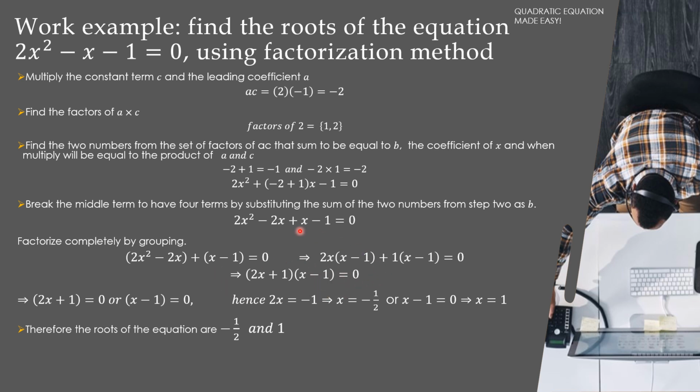In this particular case, it means that 2x plus 1 equals 0, or x minus 1 equals 0. So if 2x plus 1 is equal to 0, we make x the subject and x will be negative 1 on 2. As well as if x minus 1 is equal to 0, we make x the subject and x will be equal to 1. So therefore, the roots of the equation are negative 1 on 2 and 1.